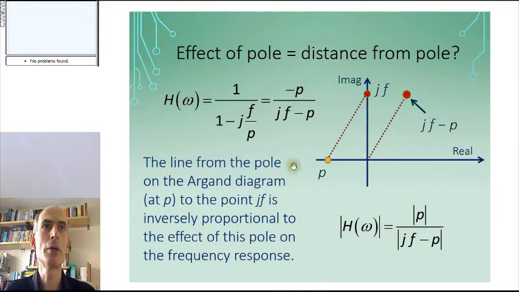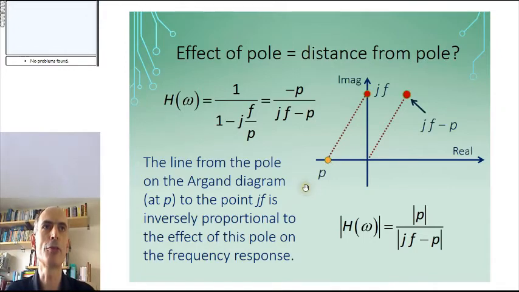We'll start here by noting that the effect of a single pole on the frequency response is a factor of 1 over 1 minus jf over the pole. And if I multiply up by minus p and do a bit of rearranging, I will get this. That tells me that the effect on the amplitude response of the pole is proportional to 1 over the modulus of jf minus p. Now, the modulus of jf minus p is the length of this line, a line that joins a point on the imaginary axis at jf to the pole itself.